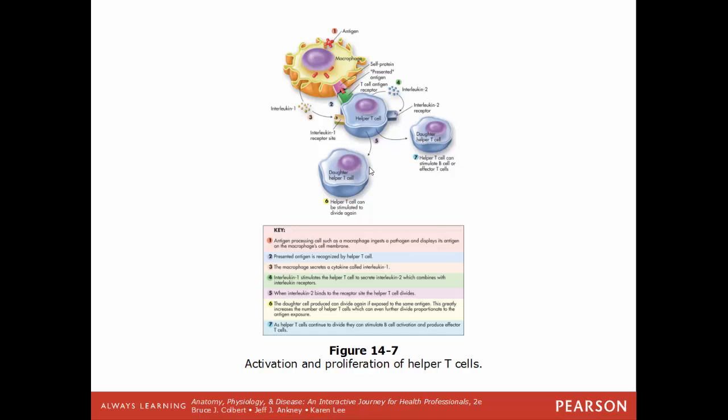Now, the daughter cell that's produced can divide again if it's exposed to the same antigen. So this greatly increases the number of helper T cells pretty rapidly. And as these helper Ts are being produced more and more, they can stimulate the B cells. And it's the B cells, which we'll talk about in a few minutes, that will actually secrete and produce the antibodies. But if this one piece isn't here, you don't get the lymphocyte activation, you don't get B cell activation, you don't get antibodies being produced. So this is the key player in your entire immune system here, the helper T cell.